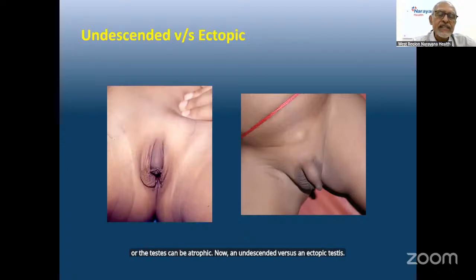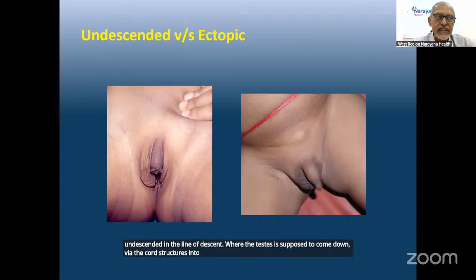An undescended testes is generally a testes which is undescended in the line of descent, where the testes is supposed to come down via the cord structures into the scrotum. That is an undescended testes.